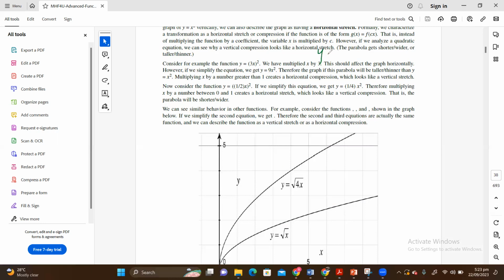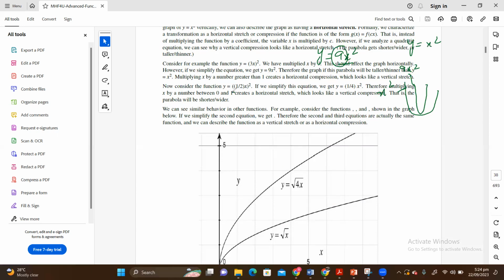So y is equal to 9x squared. Like y is equal to x squared has the graph like this, and y is equal to 9x squared will have a taller and thinner graph. This will be 9x squared and this will be x squared. Multiplying with a number makes the graph taller and thinner.